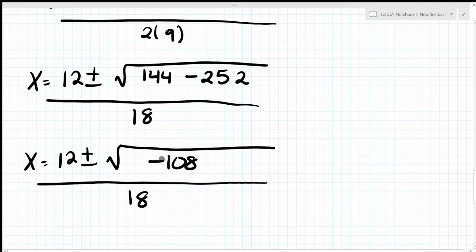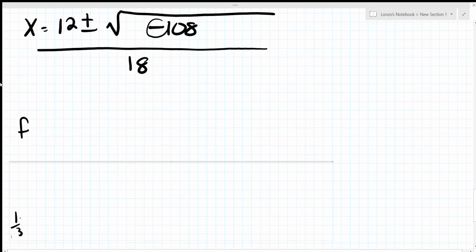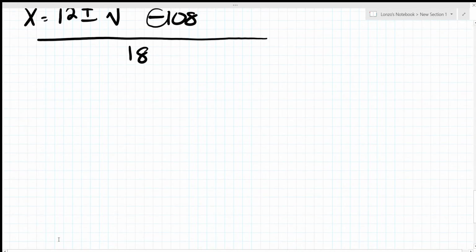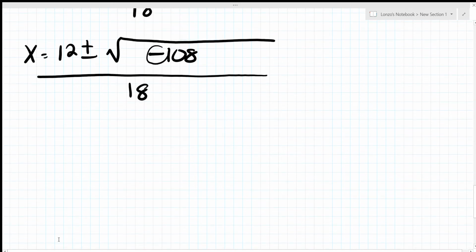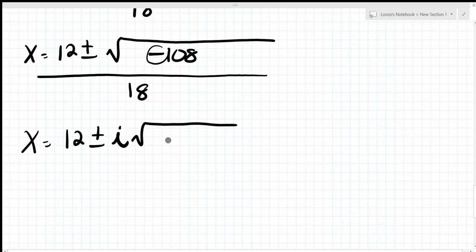And remember, you can never have a negative inside the radicand, so we got to simplify that. How do we simplify it? We factor out an i. Let's factor it out in i. 12 plus or minus i square root of 108 all over 18.